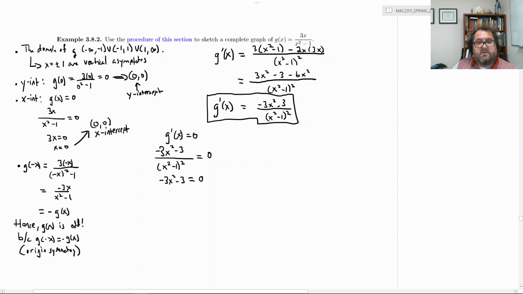Okay, divide both sides by negative 3, and we get x squared plus 1. Then that means we get x squared equals negative 1. And what does that tell you about our solutions? We're about to get imaginary solutions, because if you apply the square root property, you take the square root of both sides, and you get x equals plus or minus the square root of negative 1, which means x equals plus or minus i. That means, in other words, there are no real solutions.